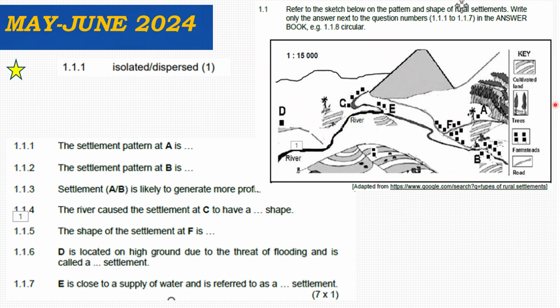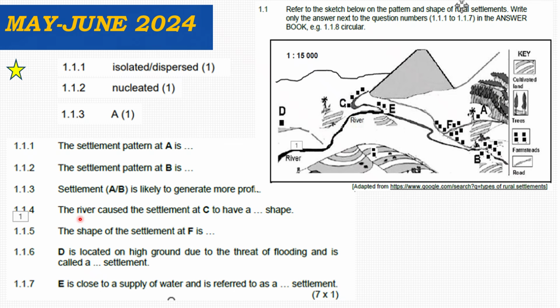Let's look. 1.1.1, yes, A is dispersed. 1.1.2, yes, we said B is nucleated, so we are on the right track. Let's look at 1.1.3. Which one can generate more profits? It is A, the dispersed settlement. It generates more profit.